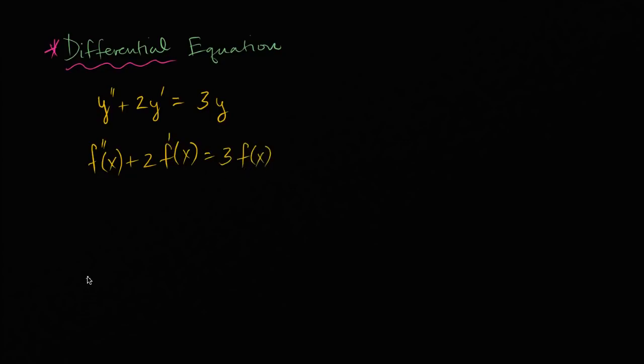Or if we wanted to use the Leibniz notation, we could also write the second derivative of y with respect to x plus 2 times the first derivative of y with respect to x is equal to 3 times y. All three of these equations are really representing the same thing. They're saying, okay, can I find functions where the second derivative of the function plus 2 times the first derivative of the function is equal to 3 times the function itself? So just to be clear, these are all essentially saying the same thing.